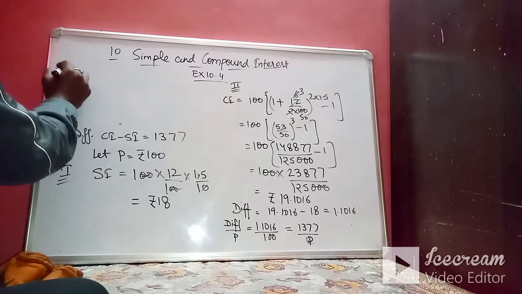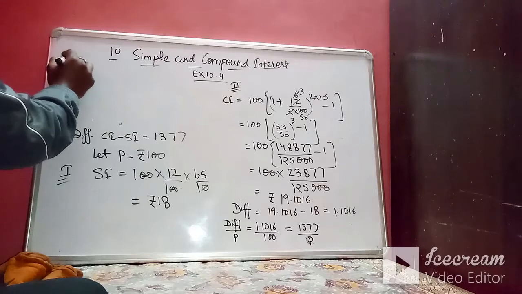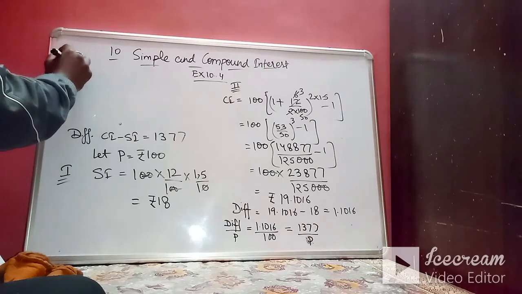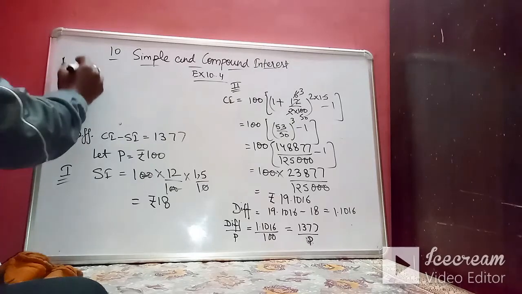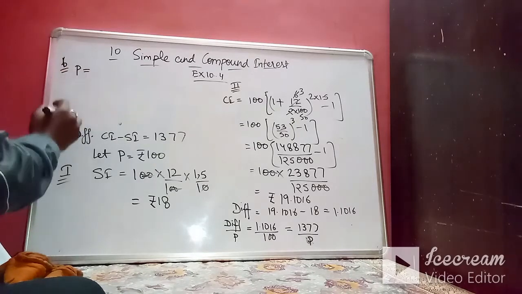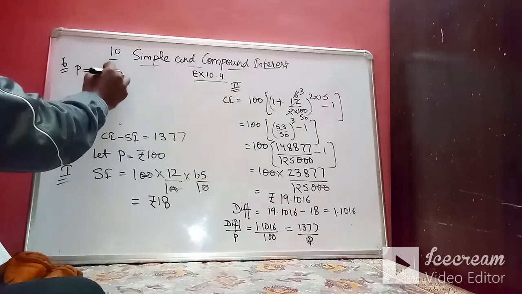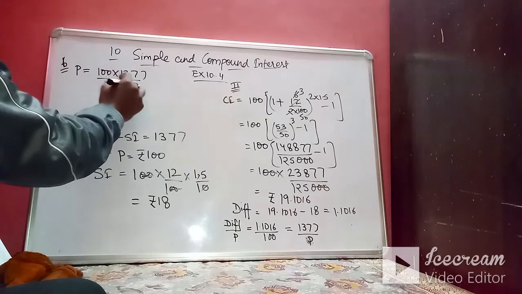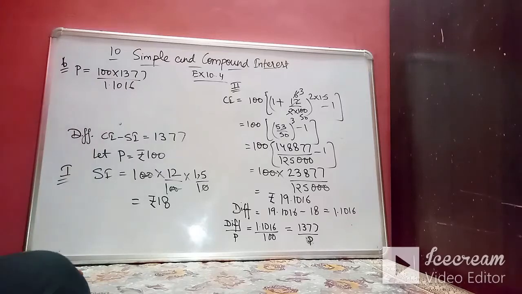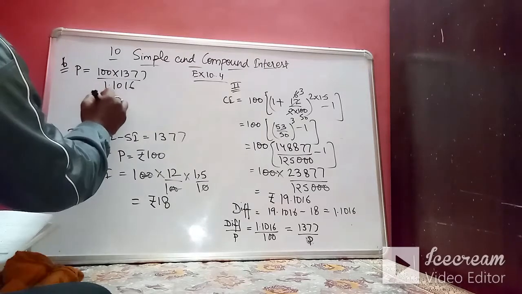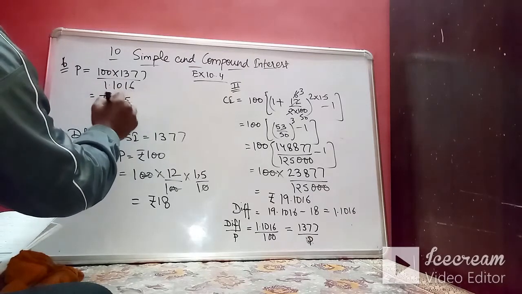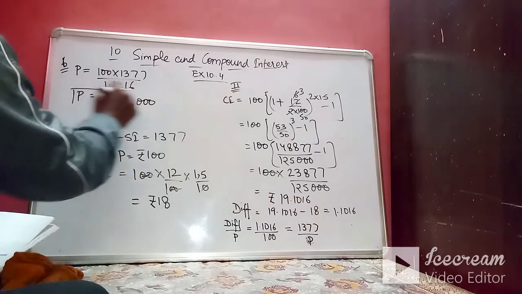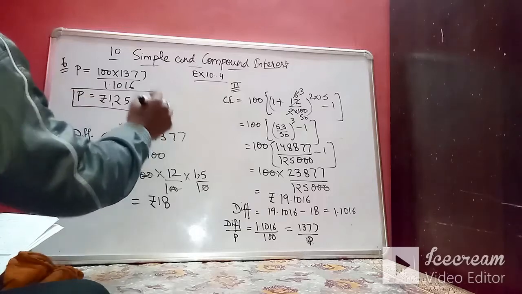Okay, so we will get the principal. So what is the principal? Principal will be 100 into 1377 upon 1.1016. Okay, so this will be the principal.